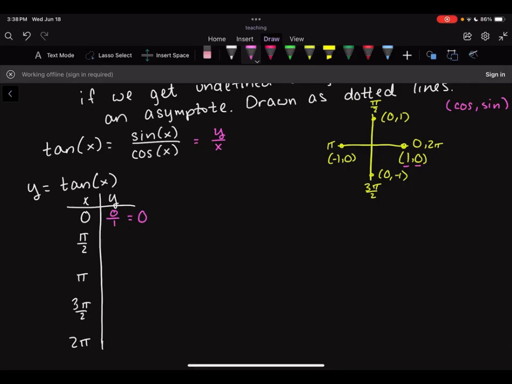Now the next one, I have 1 over 0. This is undefined. The next one, I have 0 over negative 1. This is 0. Next, I have negative 1 over 0, which is undefined. And lastly, I'll have 0 over 1, which is 0.